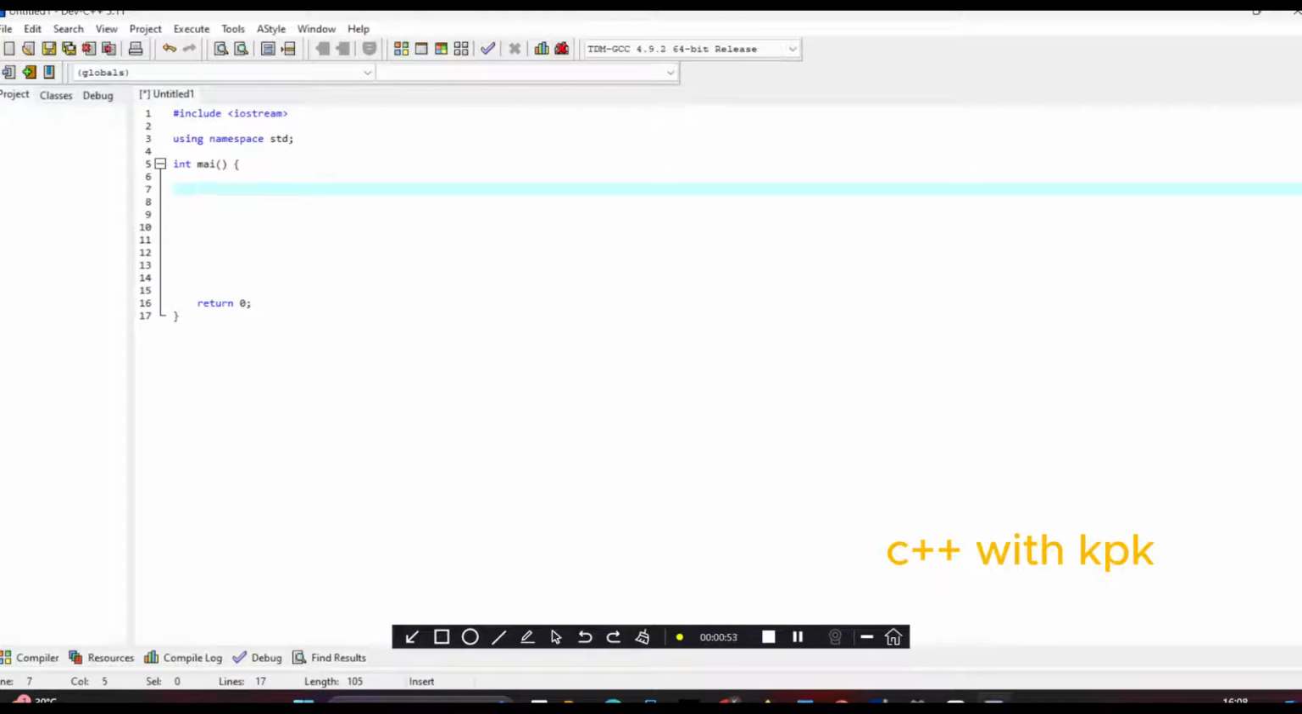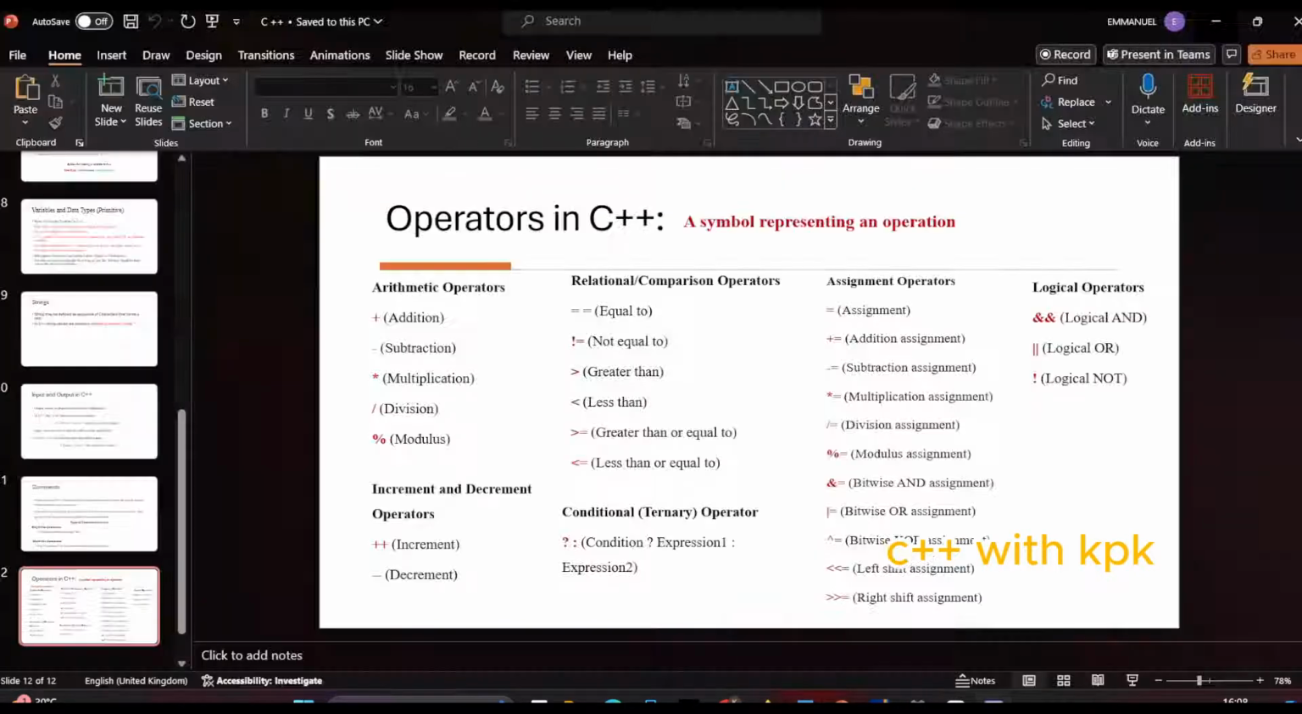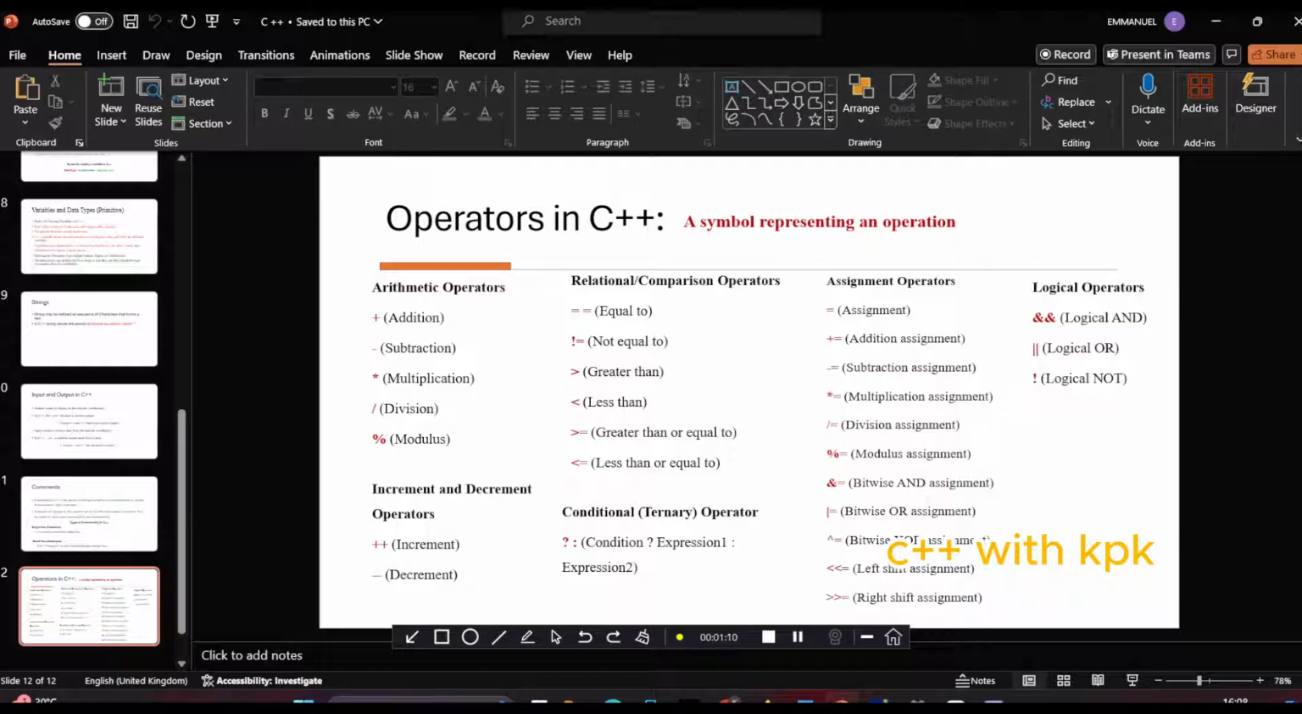Okay, so we are going to first look at arithmetic operators. They are the operators that basically we use in our daily lives. So we have the plus, the minus, and so on. You have the addition, the subtraction, multiplication, division, and then the modulus. So let's try something out.